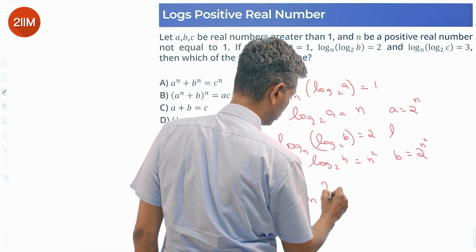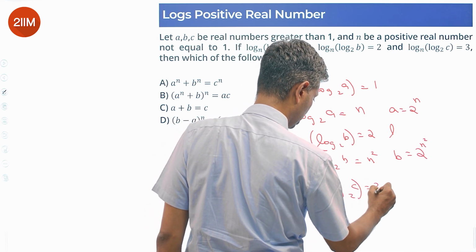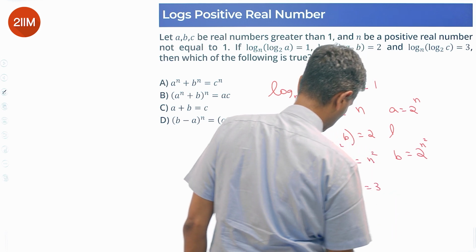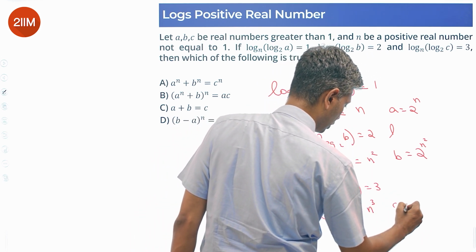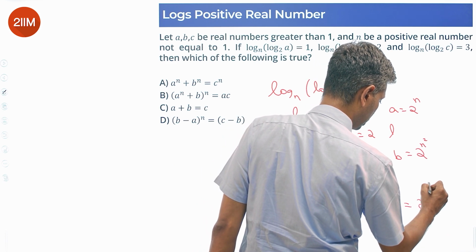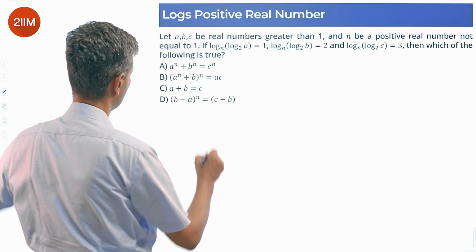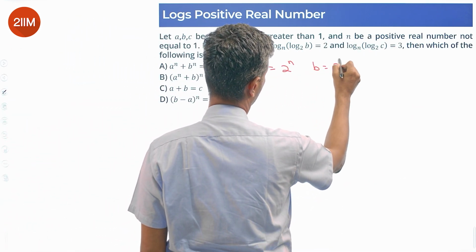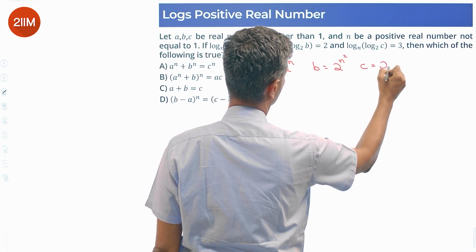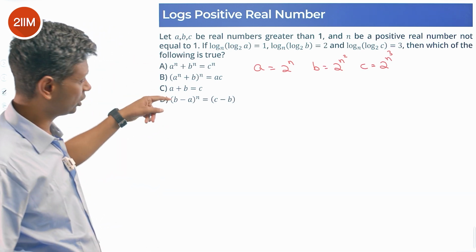Log to the base n of log c to the base 2 is 3, or log c to the base 2 is n cube. C is 2 power n cube. Brilliant. So a is 2 power n, b is 2 power n square, c is 2 power n cube. We need to see which of these choices will work.